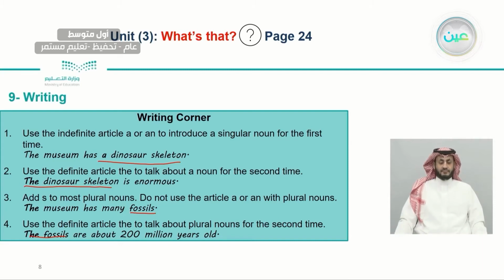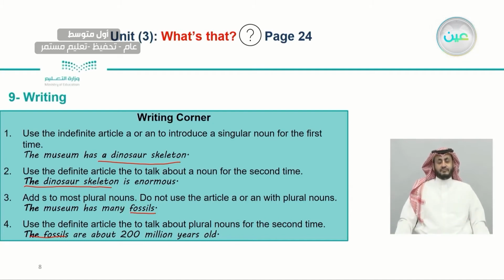We use the indefinite article "a" or "an" to introduce a singular noun for the first time, like the museum has a dinosaur skeleton. If I want to add more information about the same object, I use the definite article "the" to talk about the noun for the second time. As you can see here, the dinosaur skeleton is enormous.